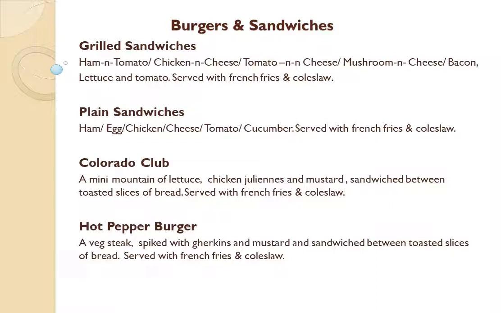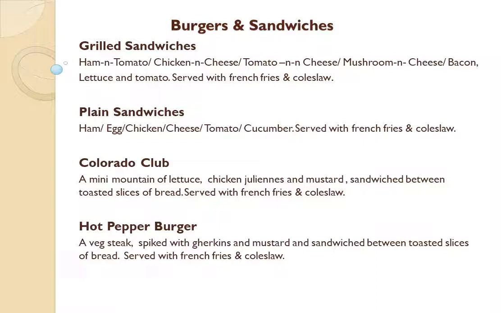Next, while taking an order for the plain sandwich also, we'll have to ask which ingredients the guest wants to have in that particular plain sandwich. Whether the guest wants the plain sandwich with ham, maybe egg, maybe chicken, maybe cheese, maybe tomato, maybe cucumber, or maybe a combination of two to three. Like egg and chicken, or chicken and cheese, or cheese and tomato, so that preference will be given from the guest side.